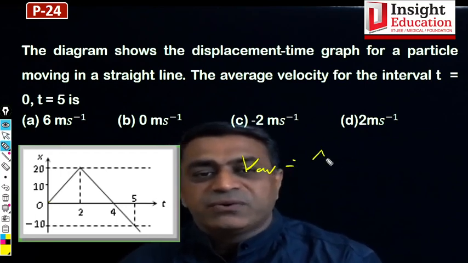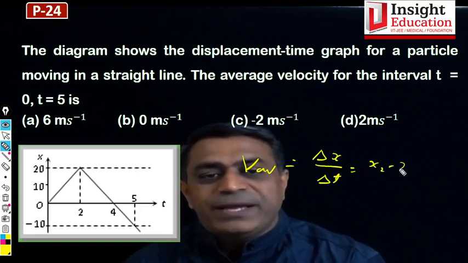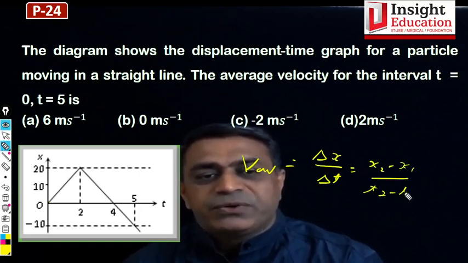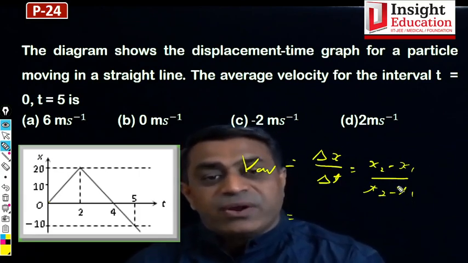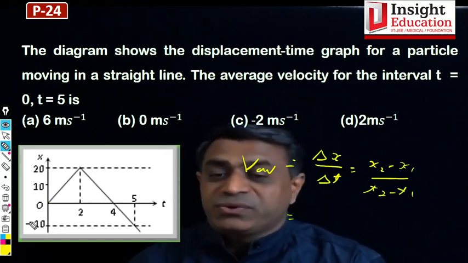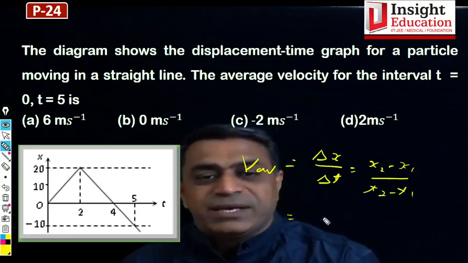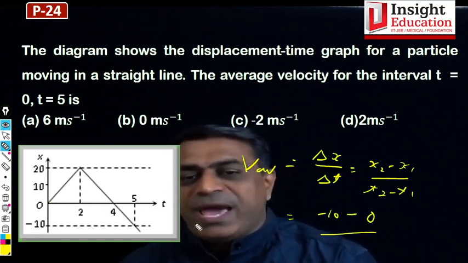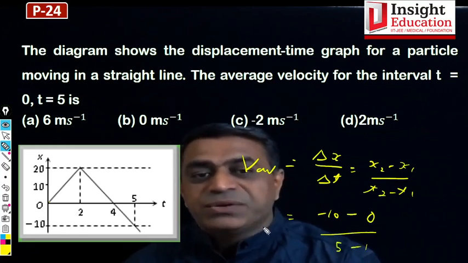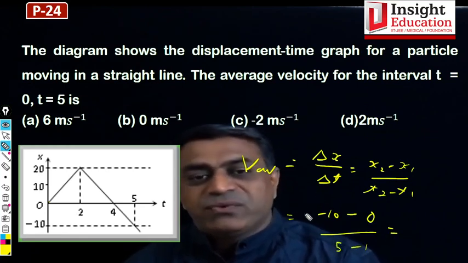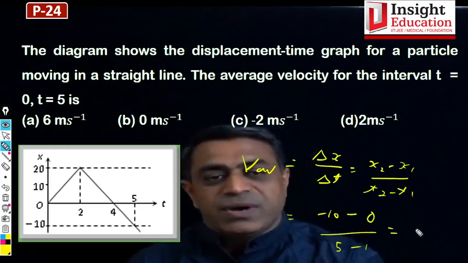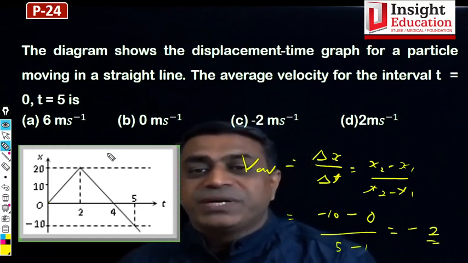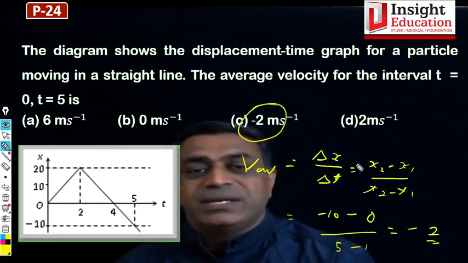V average is equal to delta x by delta t, which is x2 minus x1 upon t2 minus t1. Actually there is no need to write this; you should be able to calculate directly. x2 is minus 10, x1 is 0, upon time 5 minus 1. You should write this step directly, but keeping all the students in mind I am using these steps. So the answer is minus 2 meter per second.